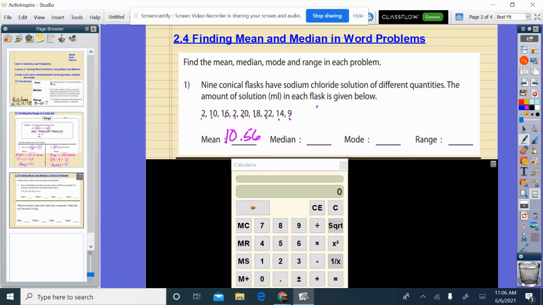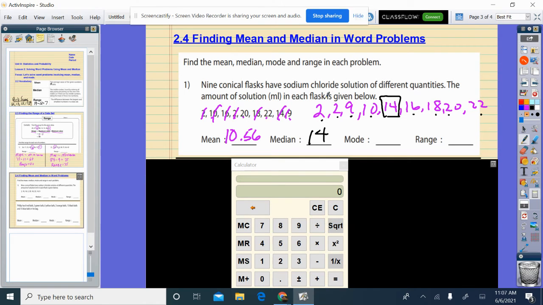Well, I have to order them now. So 2, 2, 9, 14, 16, 18, 20, and 22. This is how I order them; I scratch them off as I go. So for my median, there's an odd number of values. There are 9, which I found out from my mean. So I count 1, 2, 3, 4 on each side, and that's exactly the middle. So my median is 14.